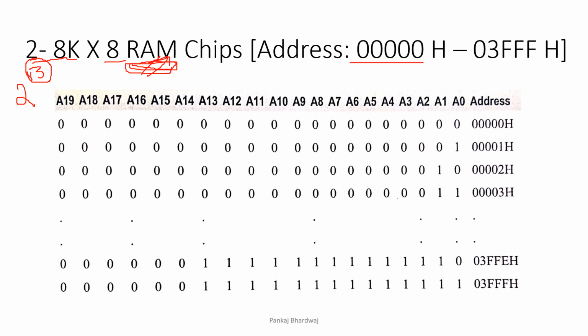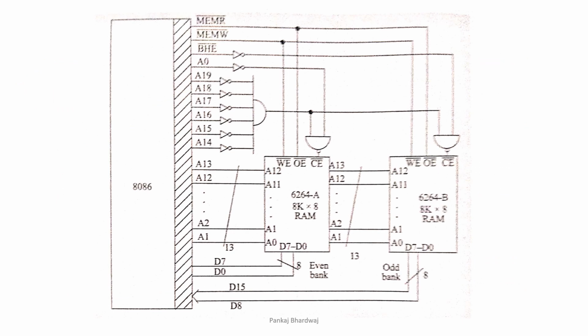Address range is given as 00000 to 03FFF. So 00000, that means they all are 0, and 03FFF, that means this is F, this is F, this is F, this is 3, and this is 0. So the lower order address is 00000 and higher order address is 03FFF. So to connect these 8K into 8 RAM chips in this address range, we will connect it in this fashion.